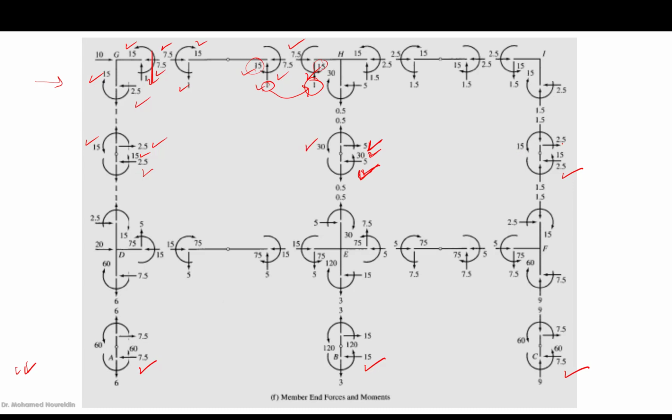Similar here for the column. This is 2.5, this is 2.5. Here is going to be 15, which equals 6 times 2.5. Here this is 15. Then reverse everything on the joints.